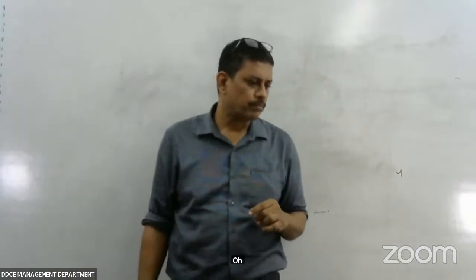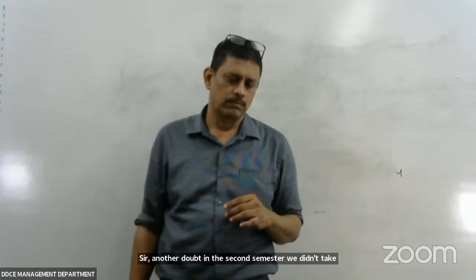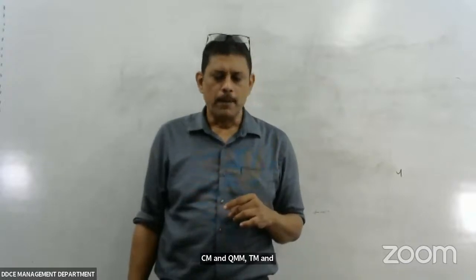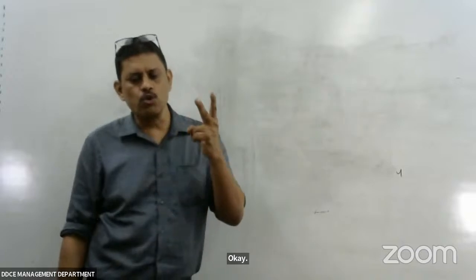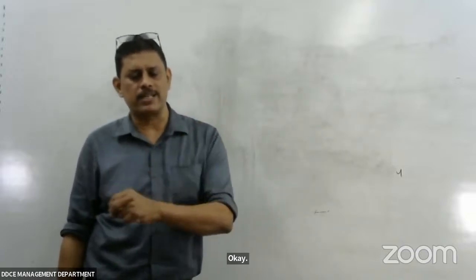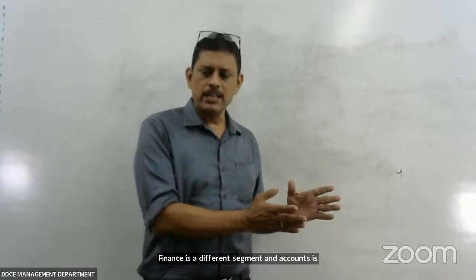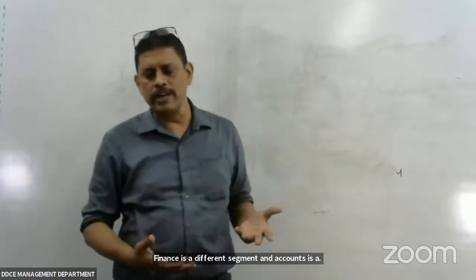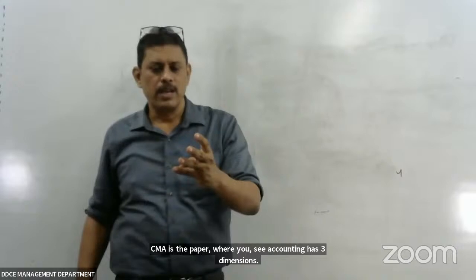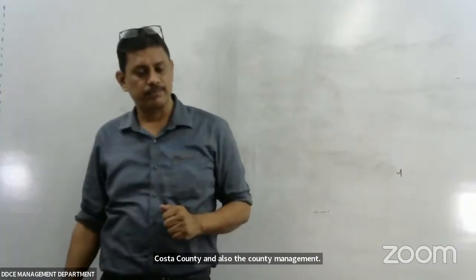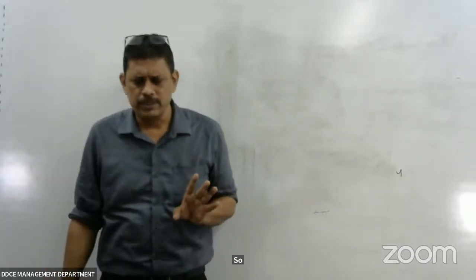Sir, another doubt. In the second semester, we didn't take CMA and QMM. So in the 4th semester, can we opt for finance? See, CMA and QMM is never related to finance. You have read 2 papers: financial accounting and financial management. Finance is a different segment and accounts is a different segment. CMA is a paper where, see, accounting has 3 dimensions: cost accounting, financial accounting, management accounting. But financial management is something else. So you have not opted for cost accounting, but you have read financial accounting, right?